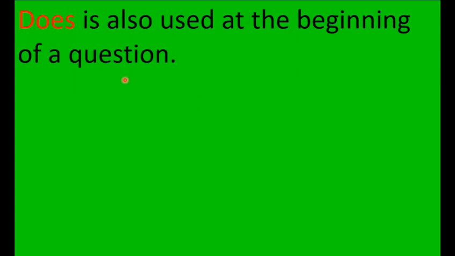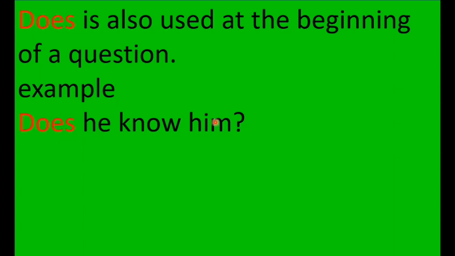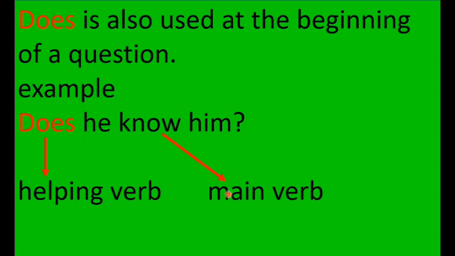Okay. Now, does is also used at the beginning of a question. So, for example, does he know him? Okay. Does is our helping verb. This is partnered with the main verb know. And our subject is third person singular, he.